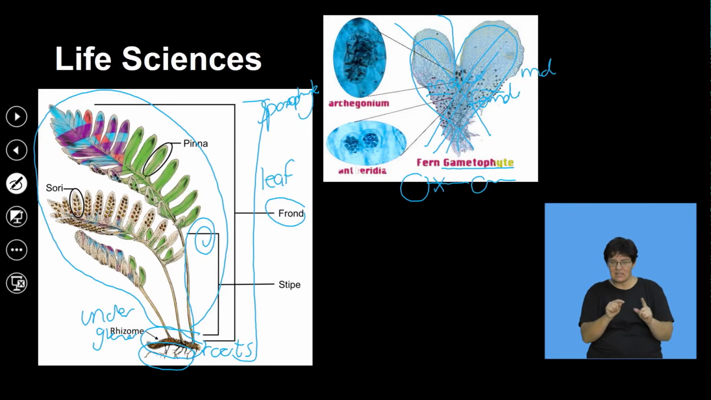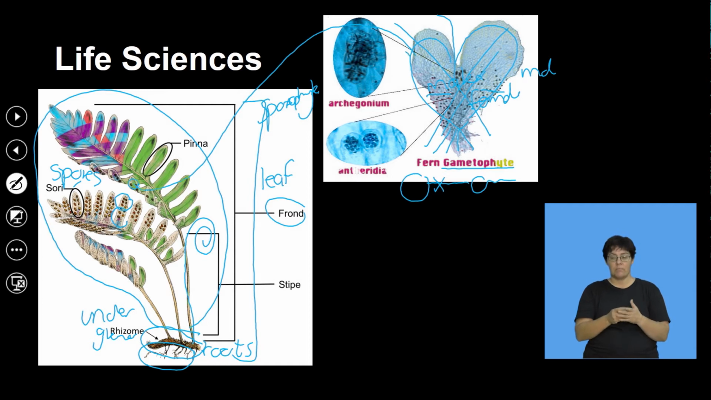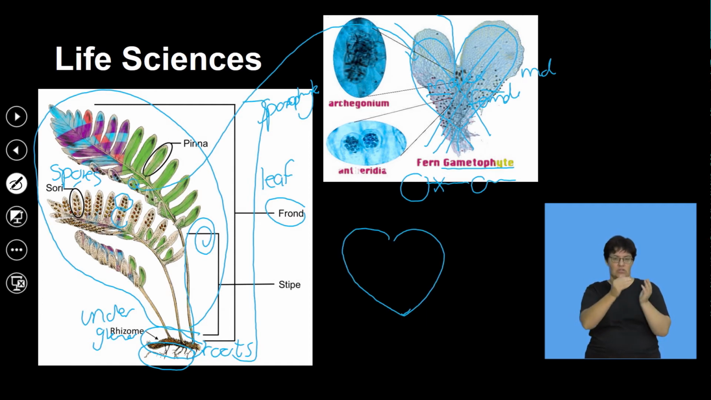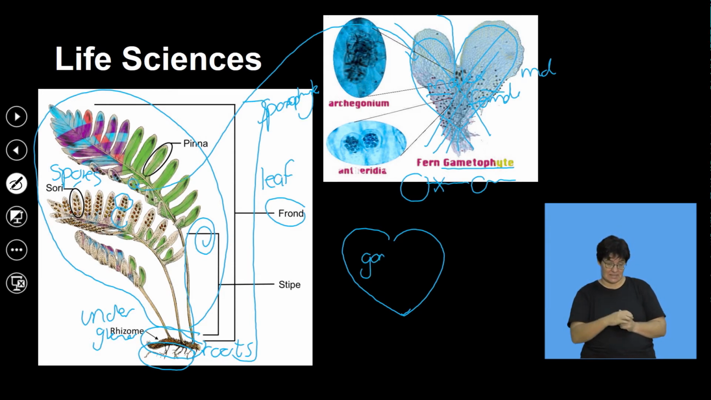Have a look. What are these things that I said to you? These are called sori. And what does a sporophyte produce? Spores. And these spores are going to fall to the ground. And when they fall to the ground, what are they going to make? This little, it looks like a heart. That's why it's called a heart-shaped prothallus. But it's the gametophyte. And they're going to reproduce, and it's going to give rise to the sporophyte plant.